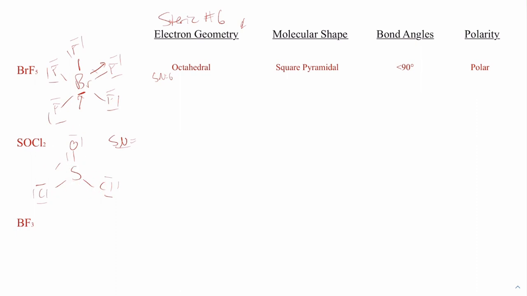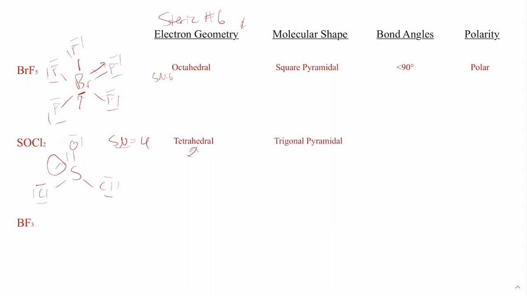So this is going to have a steric number of 4, which means my electron geometry, without even looking at lone pairs, should be tetrahedral. That's just by definition. The molecular shape would be tetrahedral if there were no lone pairs. However, I do have a lone pair, and when we have one lone pair on a steric number of 4, it actually becomes trigonal pyramidal.